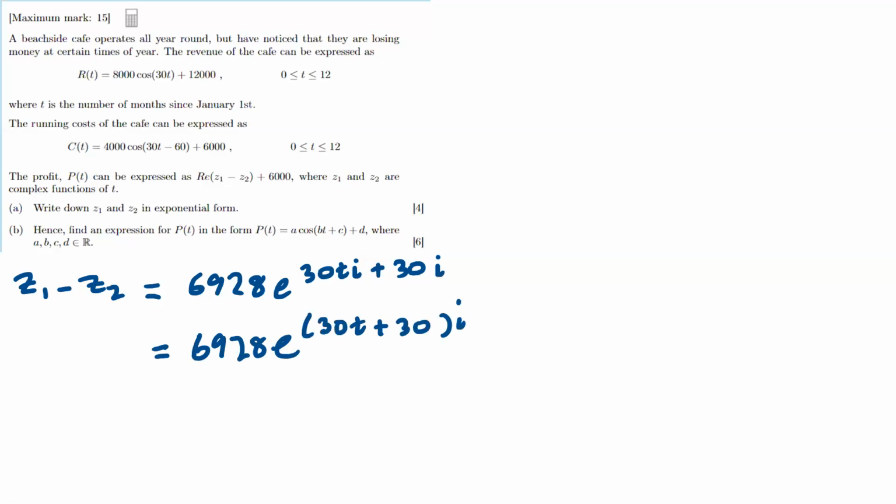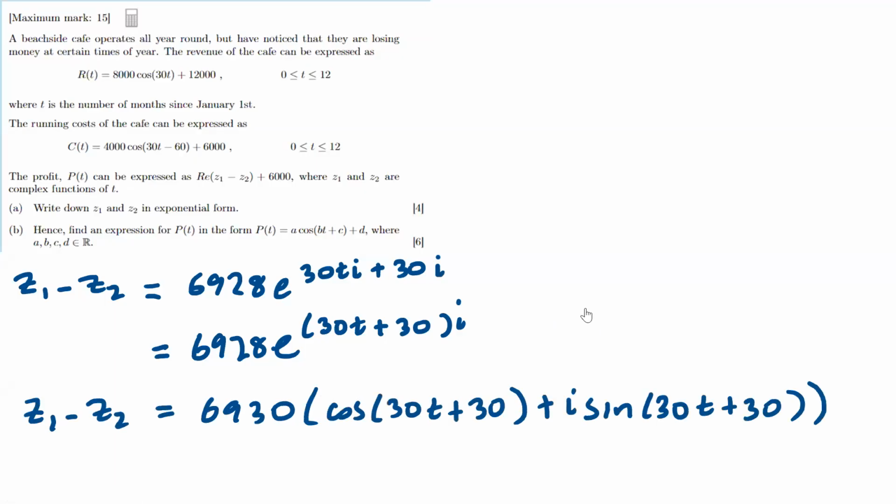That means we can finally identify the argument of this. By taking out that common factor of i, Z1 minus Z2 is a single complex function with a modulus of 6,928 and an argument of 30t plus 30. That means we can write it in polar form. Here's our modulus, and I've rounded this now to 3 significant figures because there's no more calculation to be done. Inside the brackets here, there's our argument. So that's Z1 minus Z2.